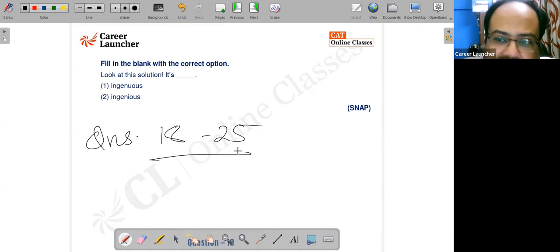Definitely 18th is correct. 19th also correct. 20 correct. 21 correct. 22nd, 23rd also correct. All correct, Vaishnavi. Good. All correct.